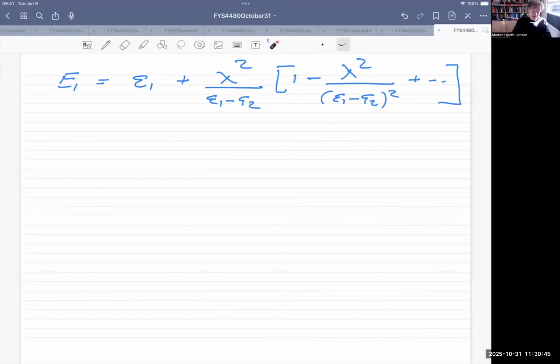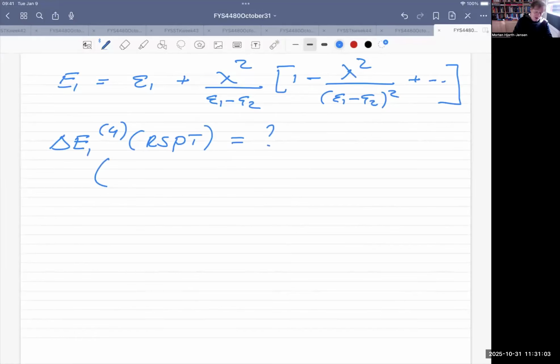Now, let's write down the contribution delta E1, and this is the fourth order term from Rayleigh-Schrödinger perturbation theory. So what does that one look like? Let me just bring in two intermediate results. I'm going to define a term like this one, just to introduce a shorthand, which is equal to phi 1 of h of I of phi 1.